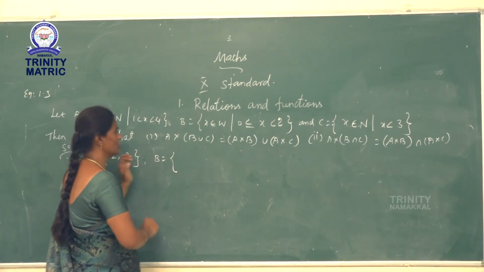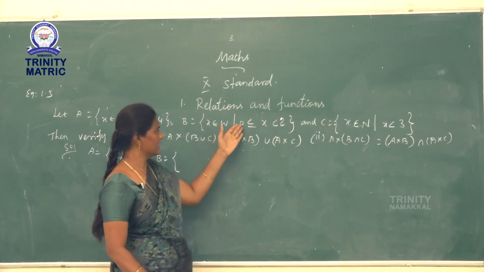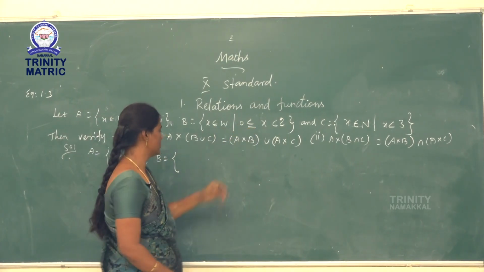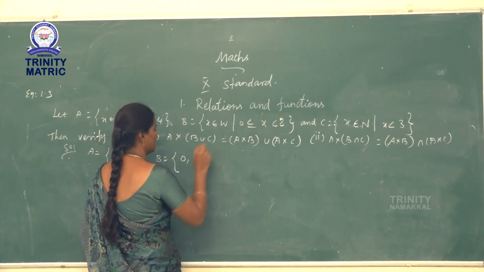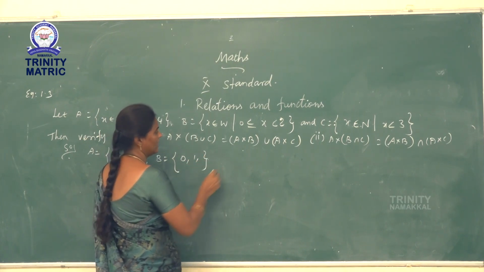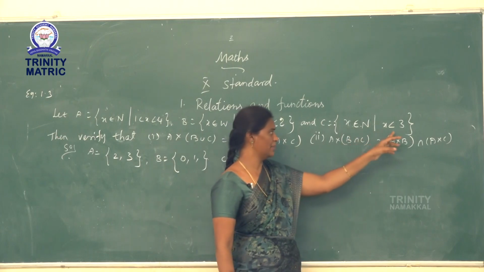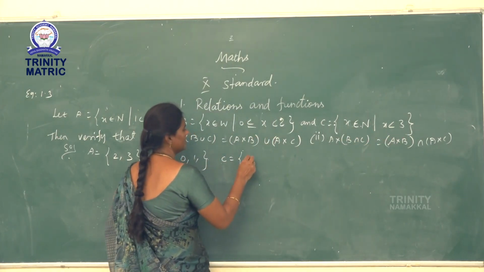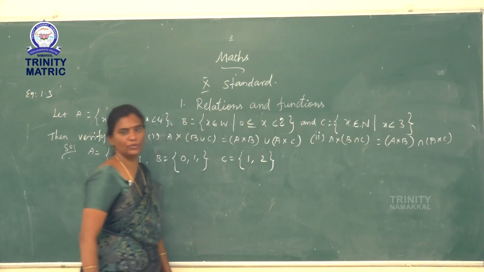Then B is equal to x belongs to whole numbers. Whole numbers start from 0. Here the condition also has equal to, so we take 0, 1. Here x is less than 2, so we take 0 and 1. Then the set C is x belongs to natural numbers less than 3. Natural numbers 1, 2, less than 3 means we take 1 and 2 only.